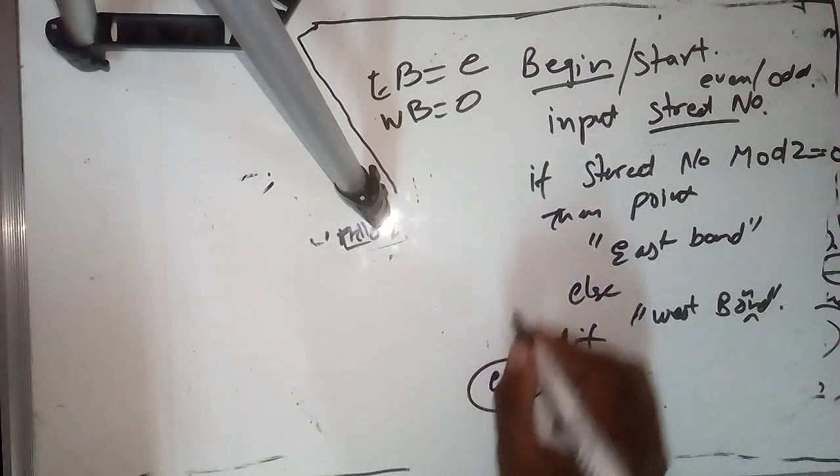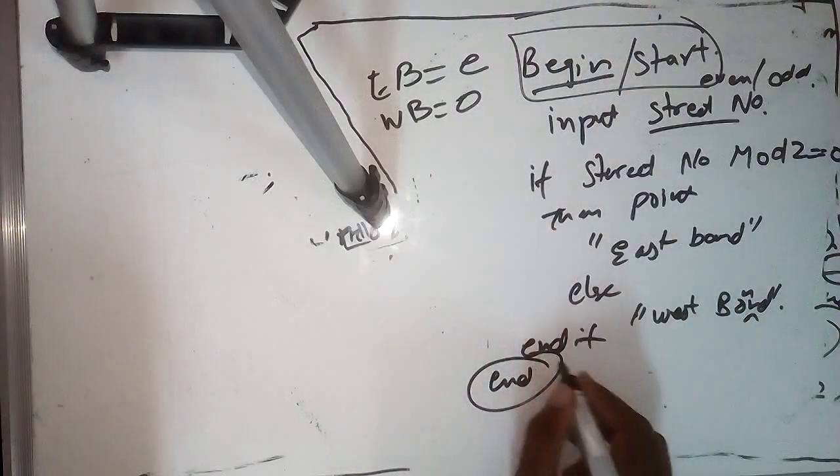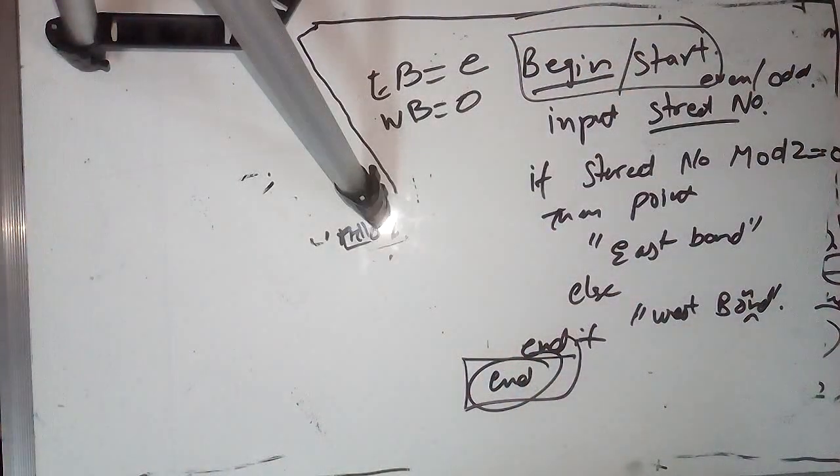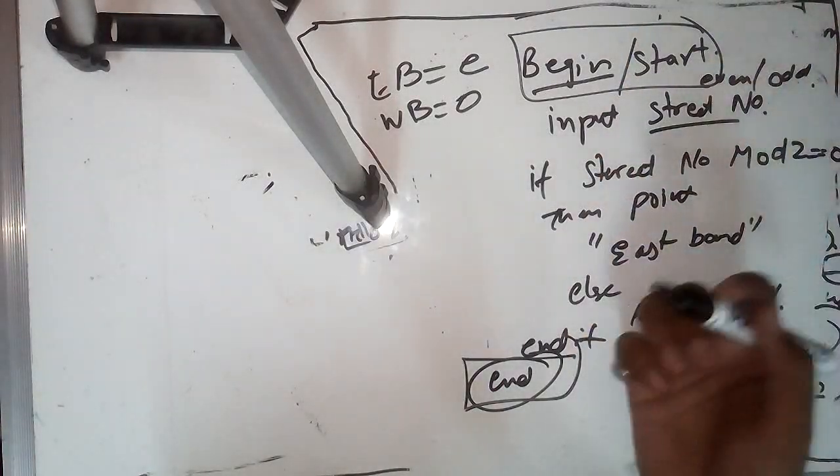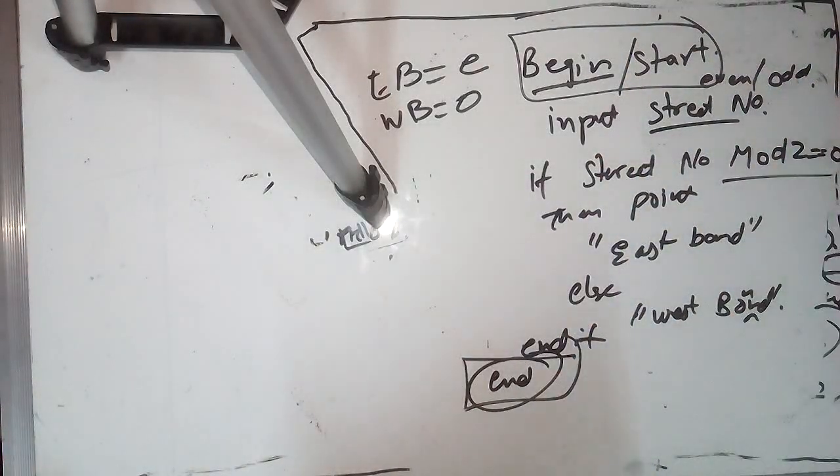You have to write the end. You begin here, and now you are ending here. That kind of statement is known as pseudocode. We have written this problem of streets into the pseudocode.